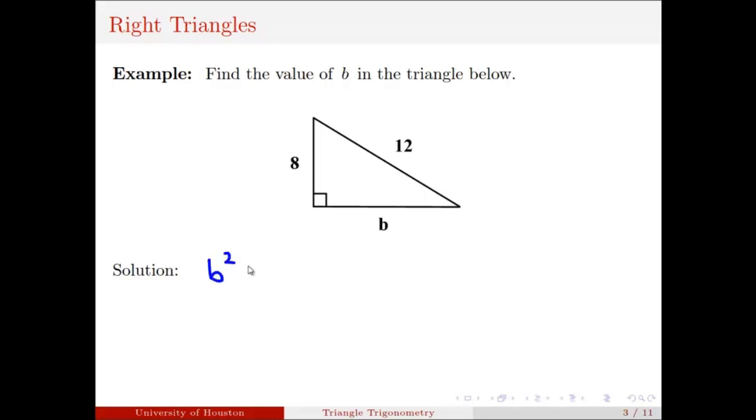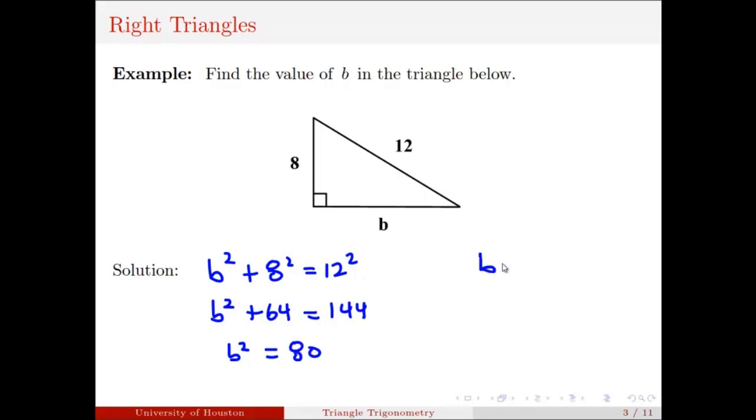b squared plus 8 squared equals 12 squared. Simplifying, we get b squared plus 64 equals 144. Subtracting 64 from both sides, we get b squared equals 80. Therefore, b equals the square root of 80, which means b is the square root of 16 times the square root of 5, which means that b is 4 times the square root of 5.